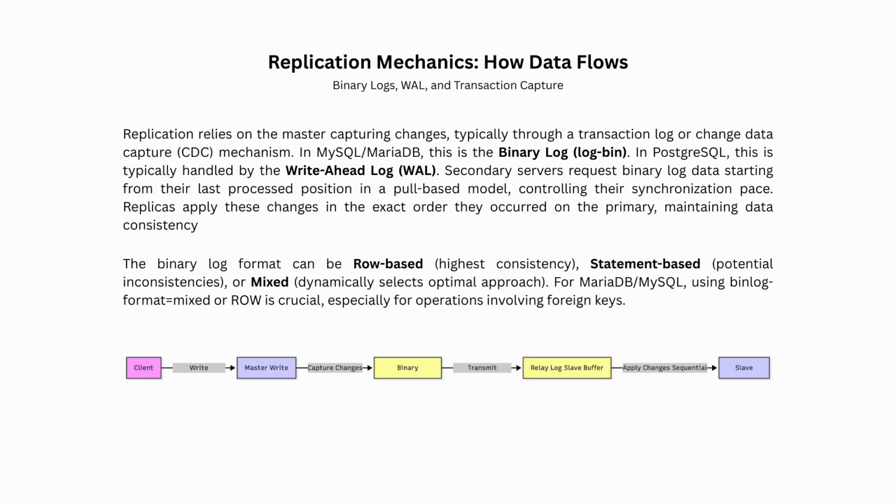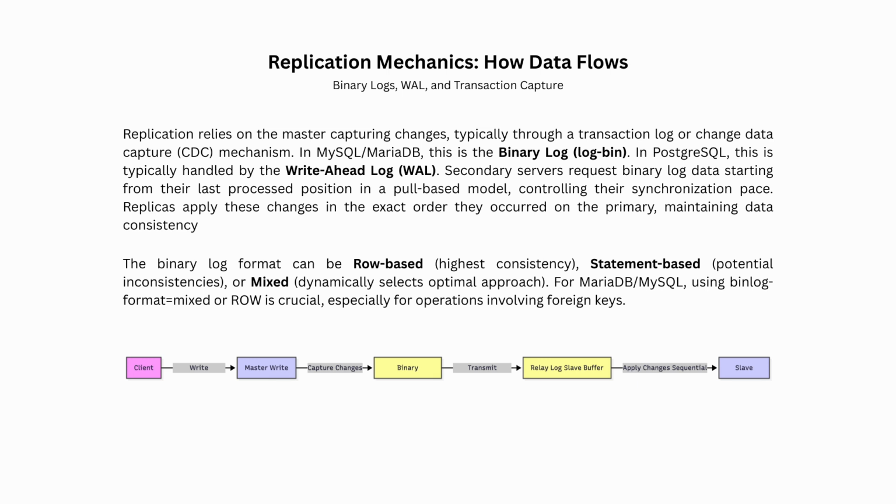Let's examine the replication handshake. When a write occurs on the master, it's first recorded sequentially. For systems like MariaDB and MySQL, we enable the binary log, or log bin, and assign a unique server ID. The format of this log is critical. Row-based logging records the exact data changes, giving the highest accuracy, while statement-based logging records the SQL commands themselves. If you use statement format in MariaDB, you might encounter errors, especially with foreign keys, which is why mixed format is often used to allow replication of complex operations.